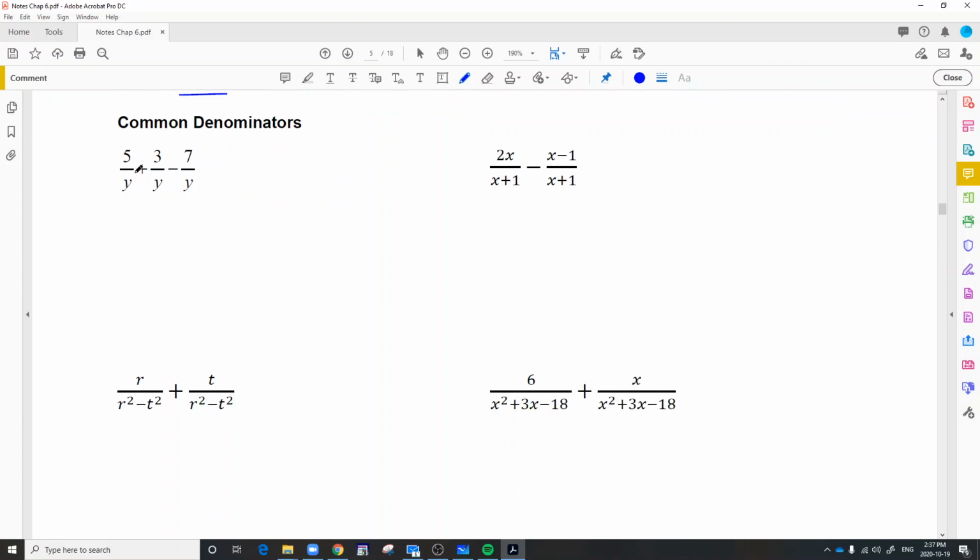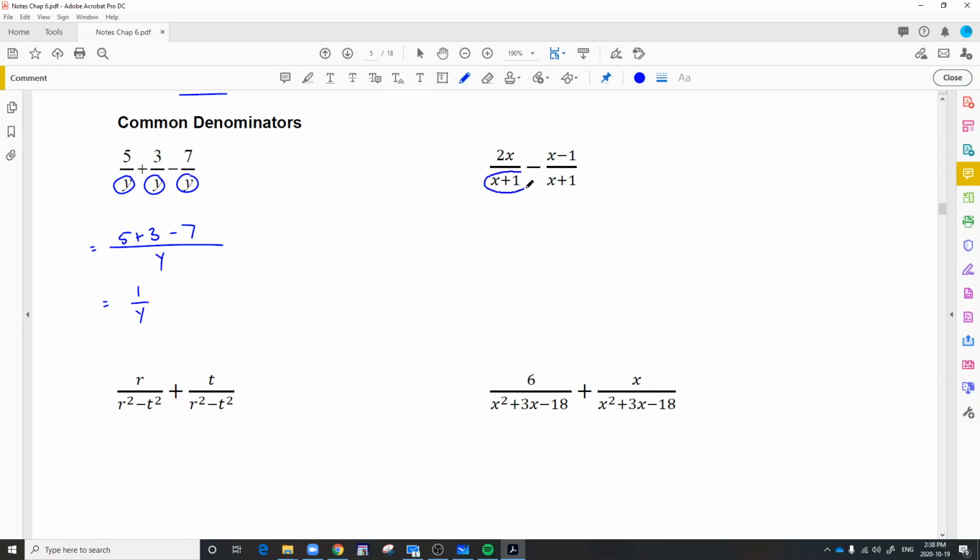Notice how we have 3 terms here, and they all have a denominator of y. So what I like to do is say, these all have a common denominator of y. On the top, you'd have 5 plus 3 minus 7. So you have 8 minus 7, which is 1 over y.